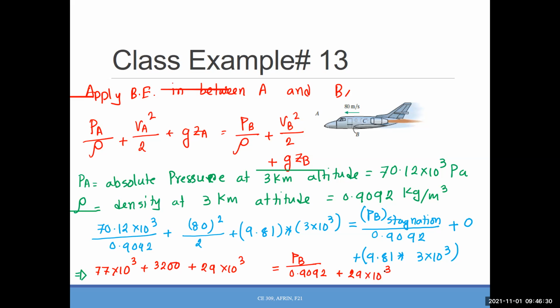Okay. Now you have only one unknown, which is PB. Calculate that and tell me what number you got. And then I will write down the answer here. I'm just checking what number you should get. Okay, calculate the PB, absolute pressure.